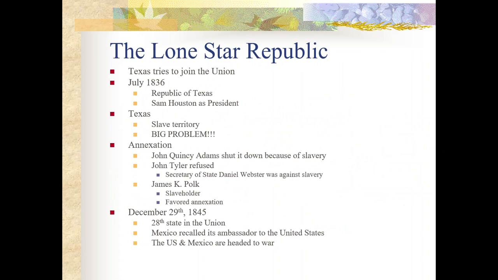Now, this is not going to solve matters. This is actually going to anger Mexico even more, because Mexico thought all along that they would be able to reacquire the territory of Texas. But now that it has become part of the United States, Mexico now realizes that they're not going to get Texas back unless they're willing to go to war with the United States. So they recall their ambassador, and inevitably we are headed to war.